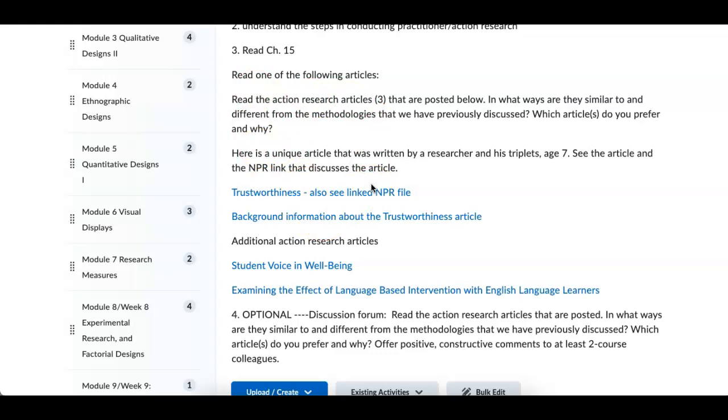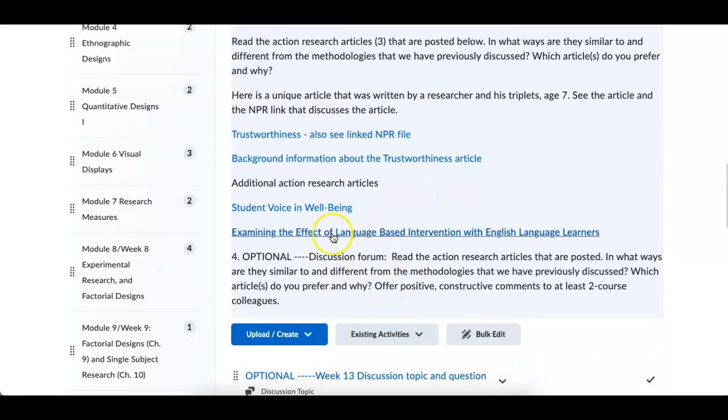Please, we're getting towards the end of the class. I can tell you and preface by reading one of these articles. I've made the discussion forum for this week optional. So you can take a look at one of these articles, but you don't have to post anything in the discussion forum.